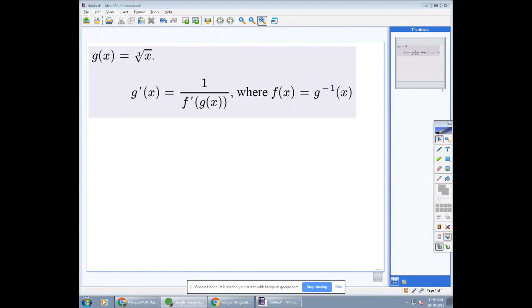So to use the inverse function theorem, you need a function and you need the inverse function. We're given this function g of x, and f is its inverse. So what's the inverse of a cube root? What's the inverse of a square root? What's the opposite of taking a square root? A square. So what's the opposite of taking a cube root? A cube.